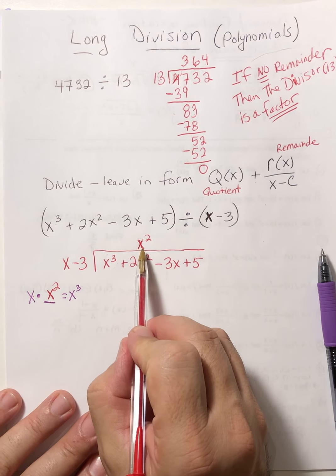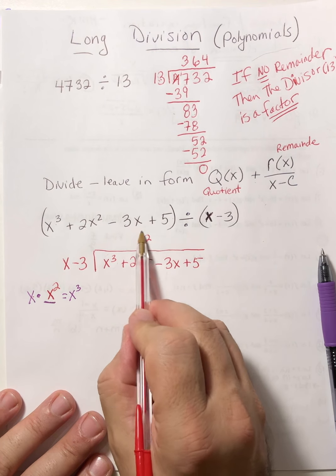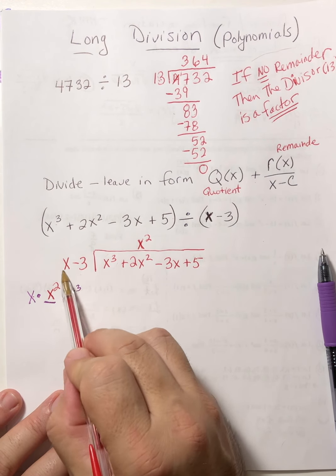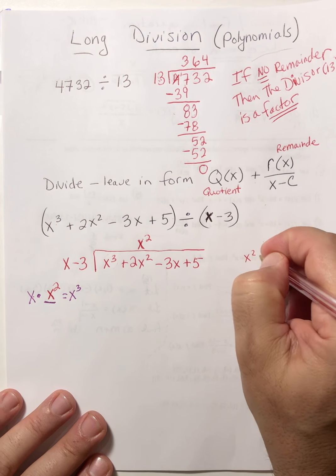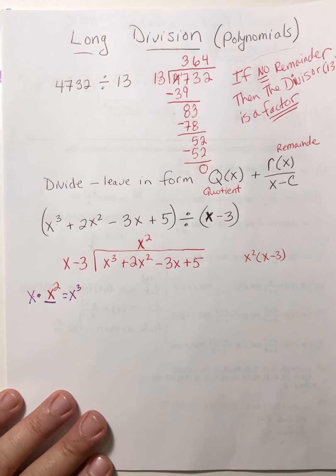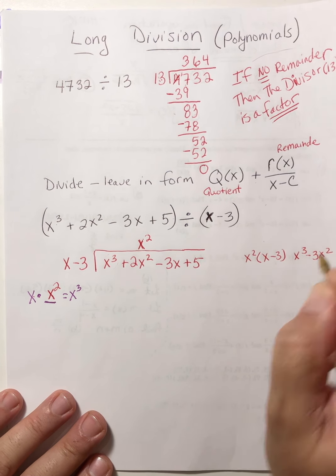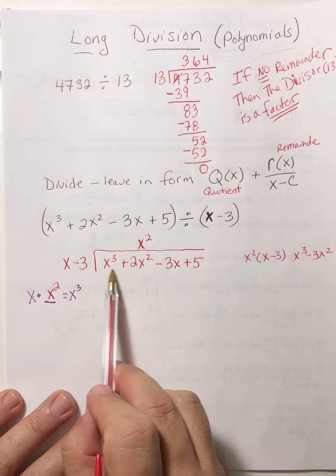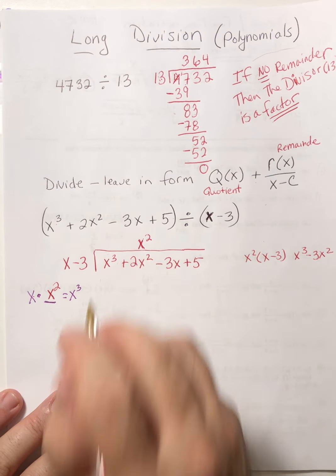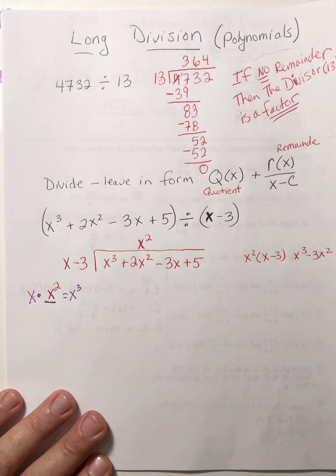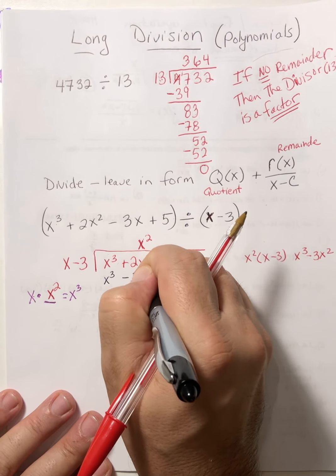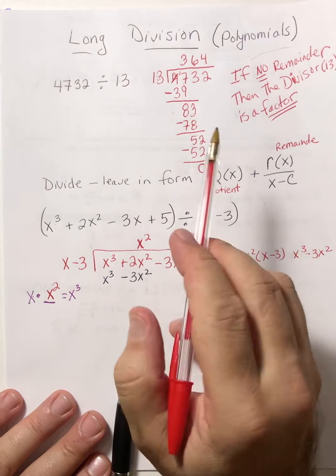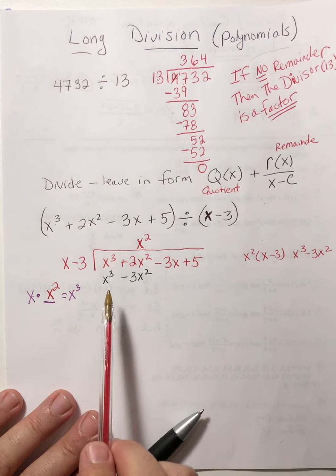And now we have to multiply. We're going to say x squared times this quantity. We have to distribute. So we're going to do x squared times x minus 3. So that is x cubed minus 3x squared. And then I just line it right up here. All the appropriate pieces are going to line right up. So we have an x cubed minus 3x squared. And now what did we do up here? We subtracted. So now I'm going to subtract.